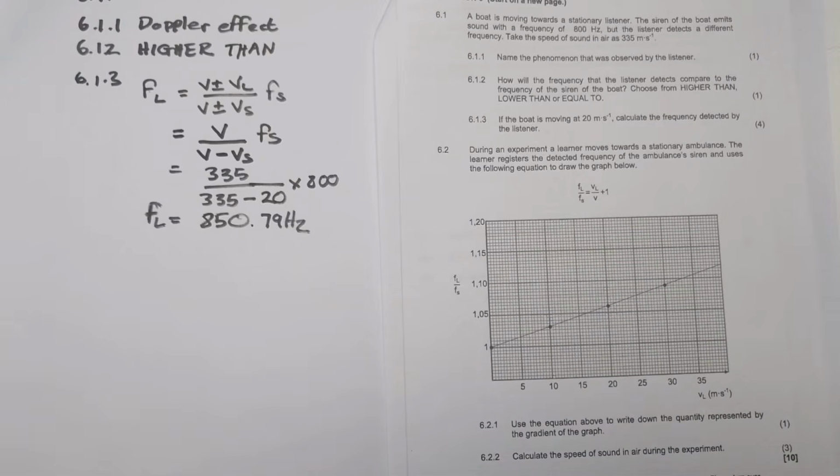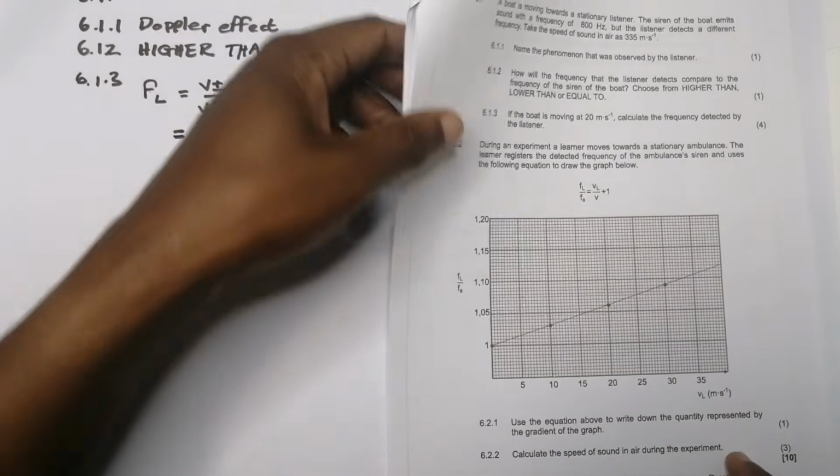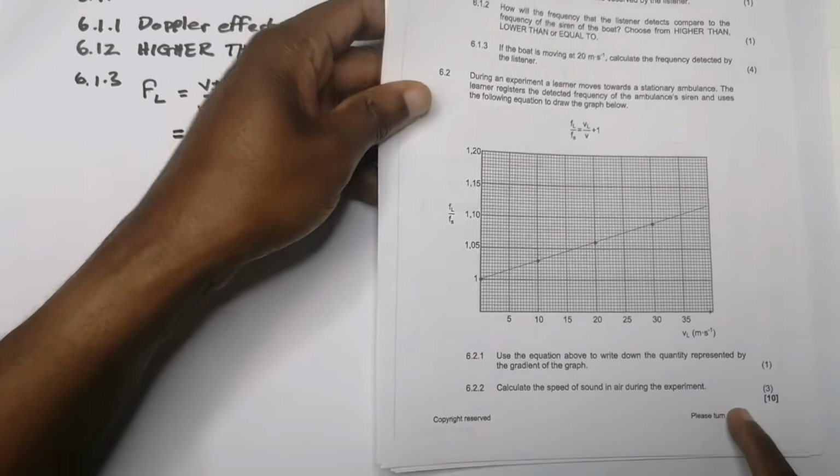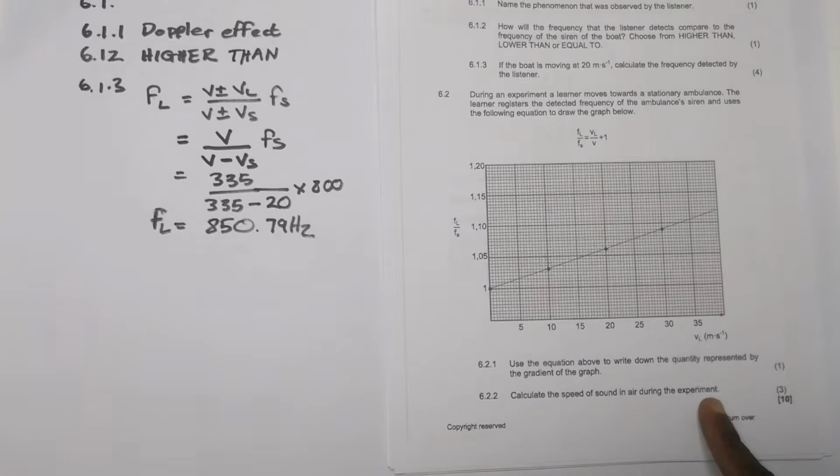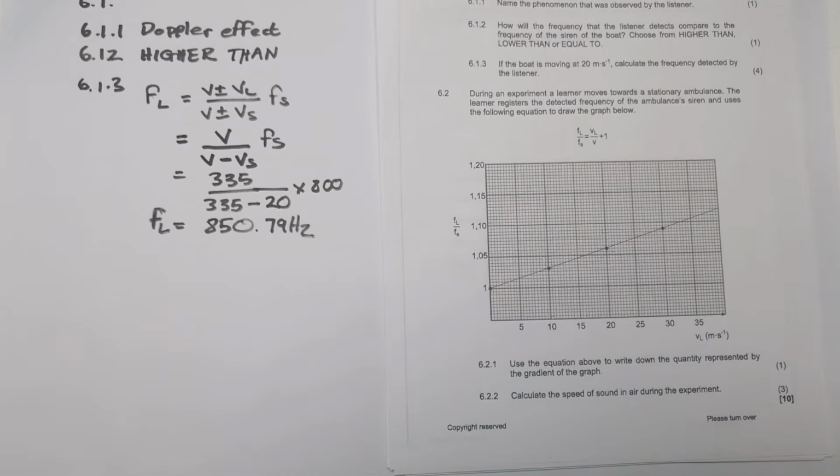All right, so let's move on to that graph question. So they say during an experiment, a learner moves towards a stationary ambulance. Okay, I'm just going to move this. Okay, so they say a learner moves towards a stationary ambulance. Okay, the learner registers the detected frequency of the ambulance siren and uses the following equation to draw the graph below.